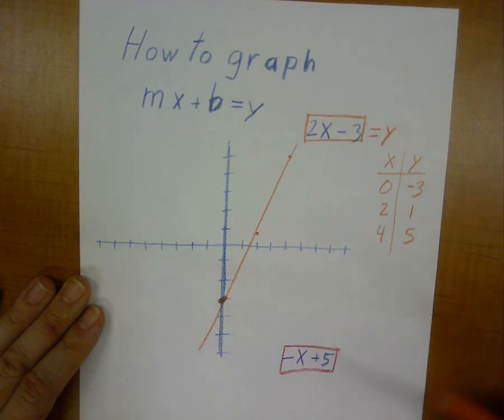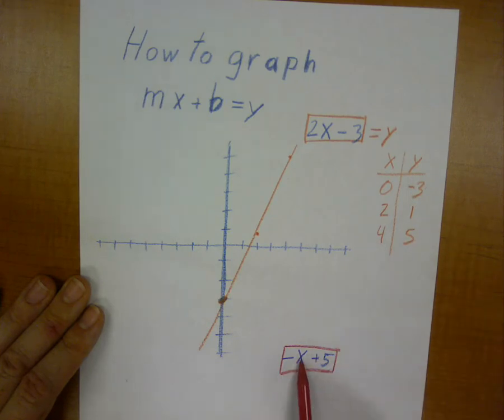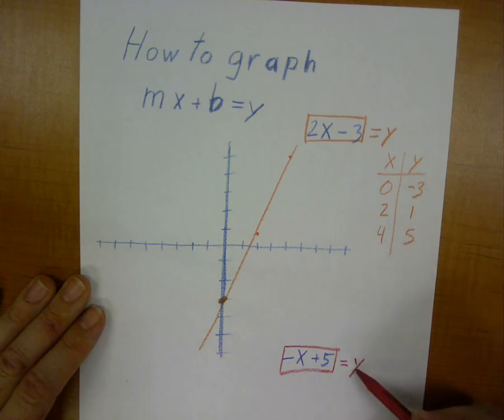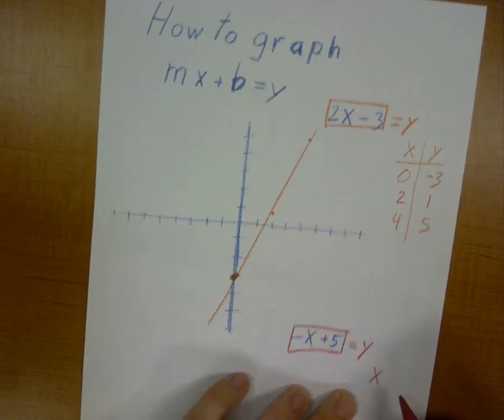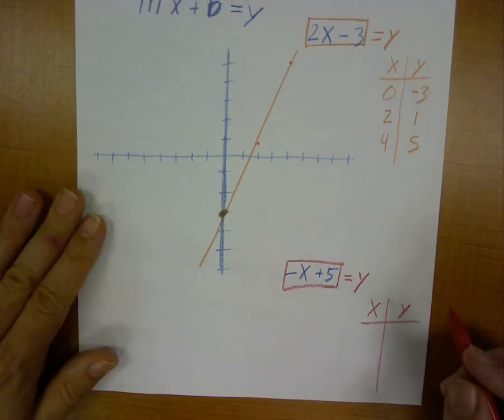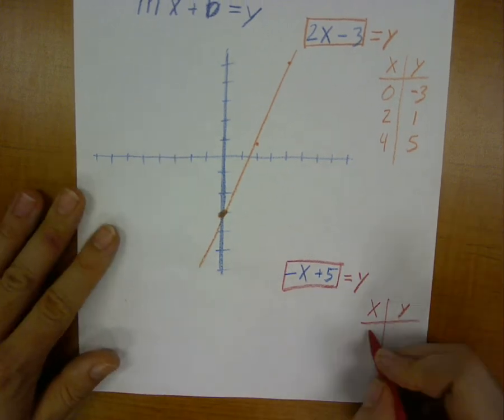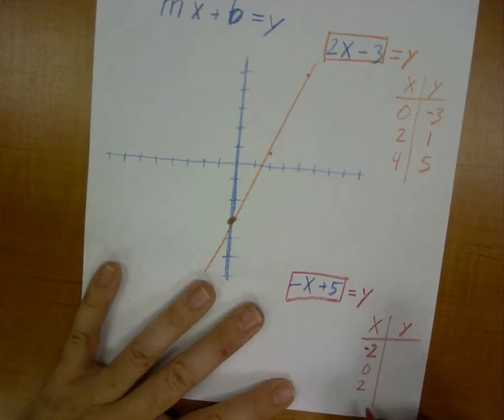Okay, let's do this again, just to make sure we have it. I have the equation, negative x plus 5 equals y. Now, we don't automatically know what y values correspond with what x values, so let's pick some of them. X and y. Let's try negative 2, 0, 2, and 4.